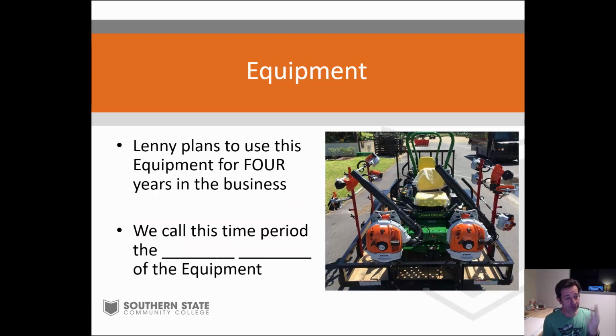So Lenny's going to use that equipment for 4 entire years in the business. And we call that time period for that equipment the useful life. So go ahead and jot that down. That's an important concept here. How long do we plan to use an asset, whether it be equipment or a building or a vehicle or a factory machine, whatever the case might be? How long do we plan on using it? It's called useful life, okay? And that's an estimate. We don't know for sure, but we give it our best guess when we start using it, how long it's going to be able to be used for.